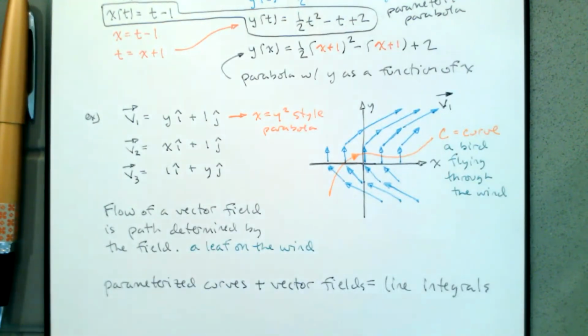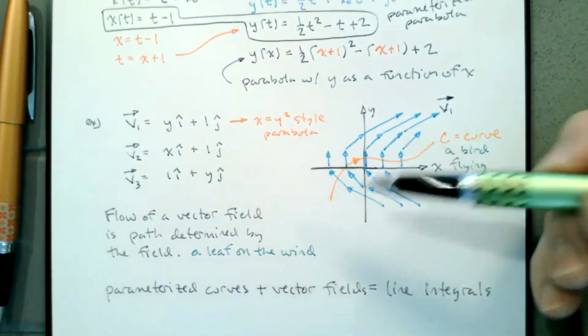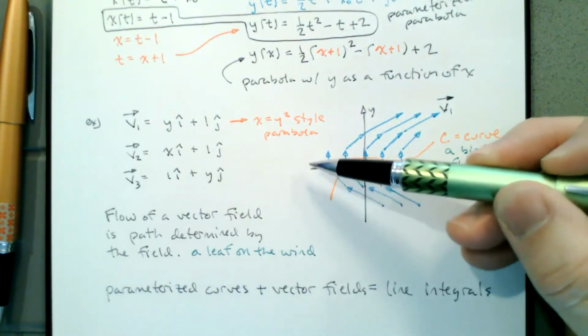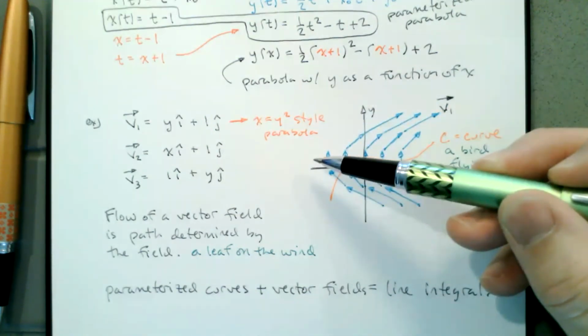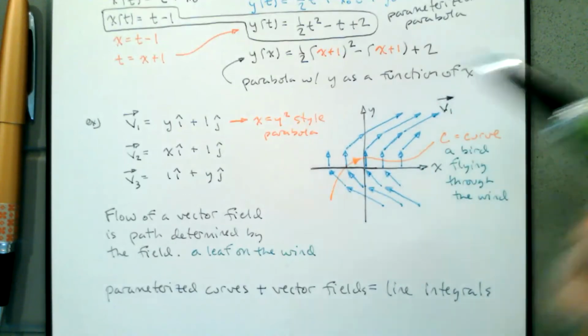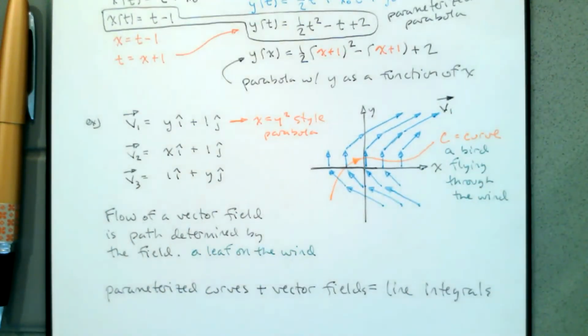Meanwhile, if we started a leaf at the same spot, it would just follow the wind. It would push away and then push away, turn around when it gets to the x-axis, and then go back up. The leaf is following the flow of the vector field. The bird is flying through the vector field. Sometimes the vector field is helping, and sometimes the vector field is hindering.